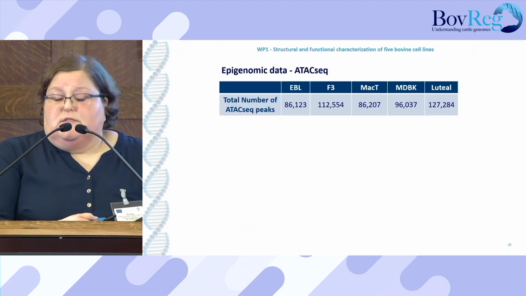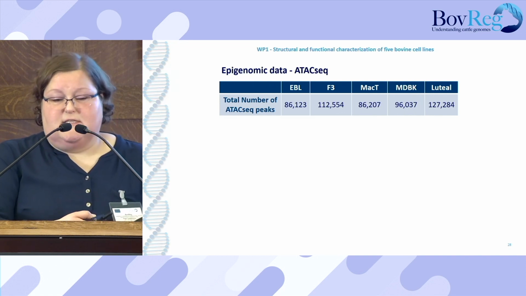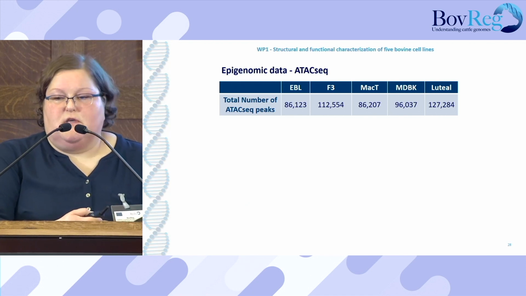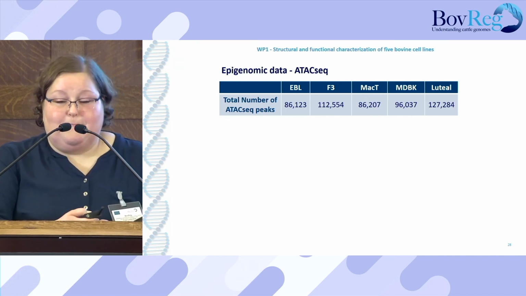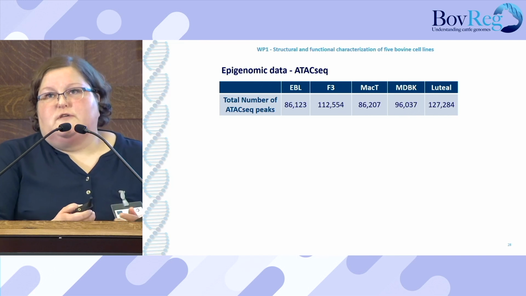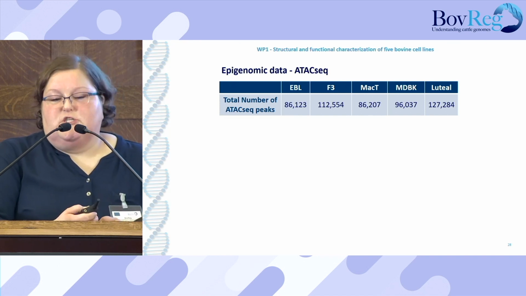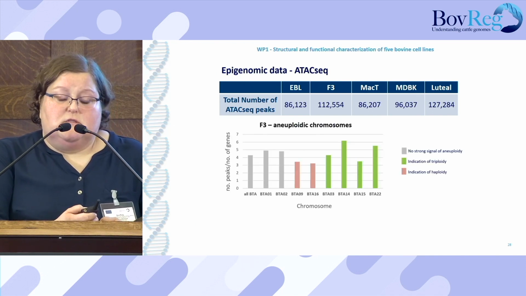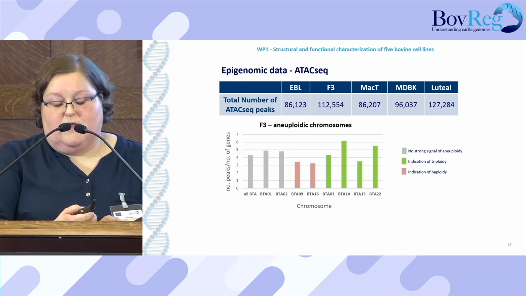Now coming to the epigenomic data for the chromatin accessibility. We found around 86,000 to 127,000 peaks per cell line, and we were interested if the ratio of the number of peaks to the number of genes is also reflected in those aneuploid chromosomes. So we again plotted those ratios in diploid chromosomes and in the chromosomes with other ploidy.